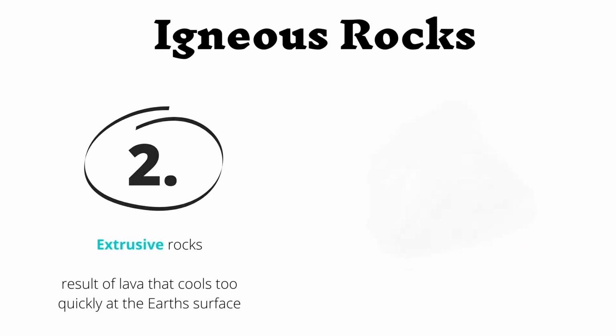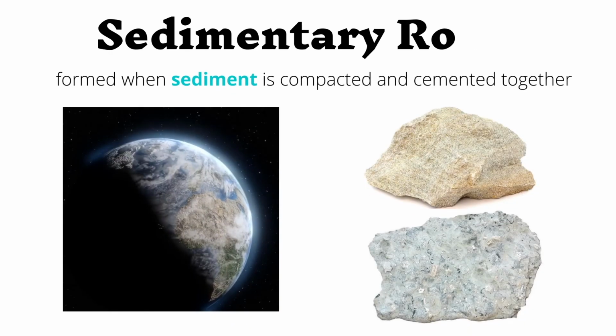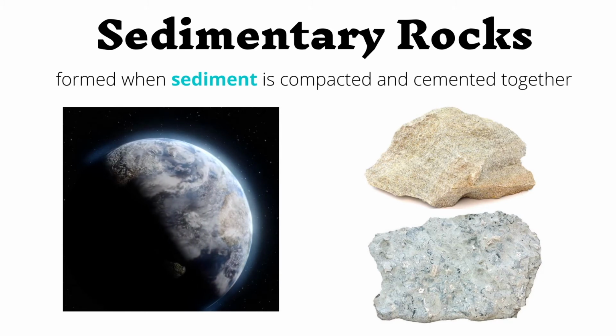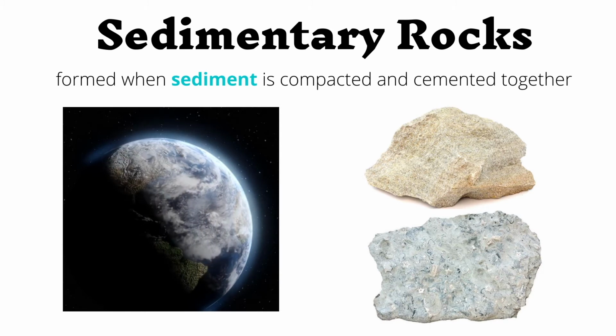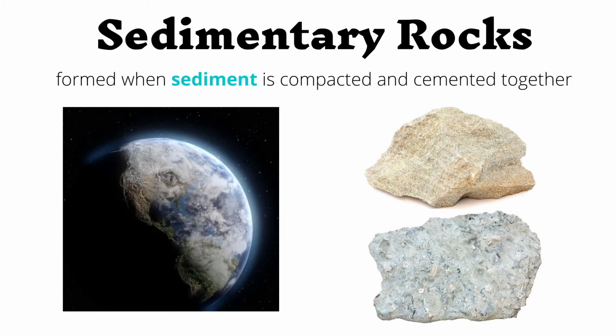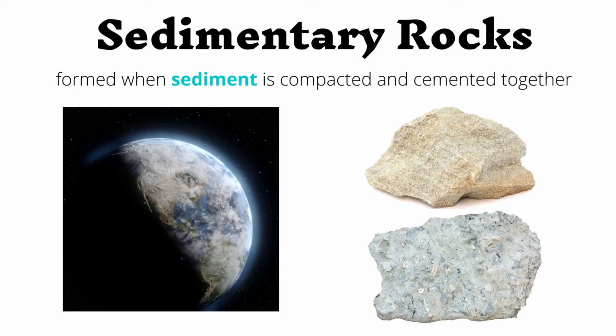Now moving on to sedimentary rocks. These are formed when sediment is compacted and cemented together and are usually formed layer by layer. Most of the rocks on the Earth's surface are actually sedimentary rocks. Sedimentary rocks include sandstone and limestone.